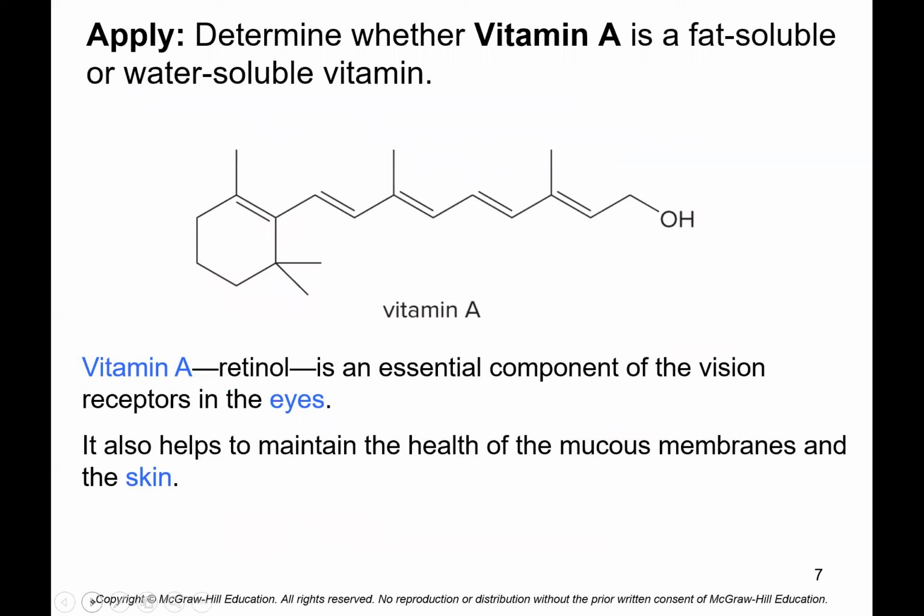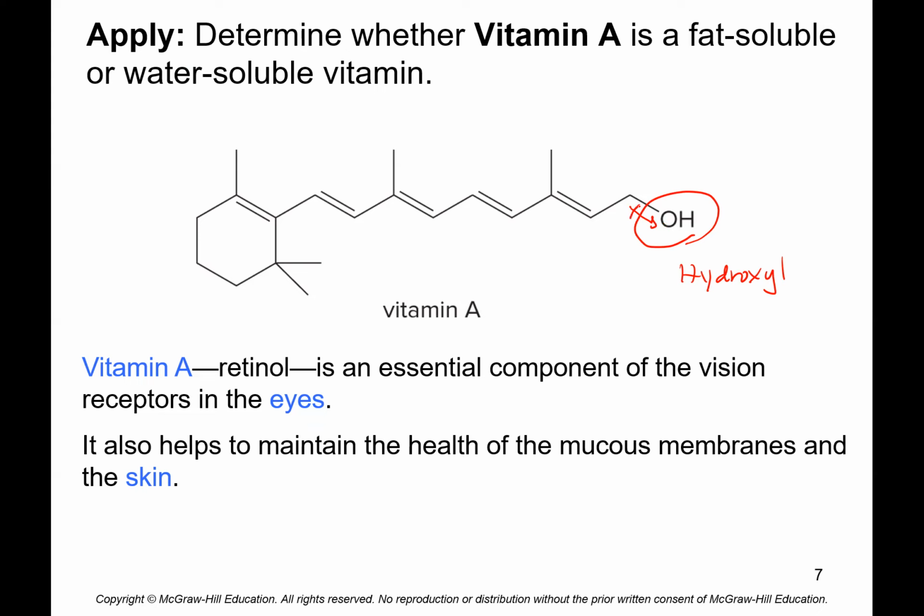Here we need to determine whether vitamin A is going to be fat soluble or water soluble. So vitamin A is going to be a very important vitamin for vision. And it also helps with mucous membranes and the skin. So it is a very important vitamin. So let's classify it. First thing you want to do is go ahead and locate your functional groups. I see that I have a hydroxyl group here. It's basically just an OH group. And we know that this oxygen is going to have polar bonds in this direction. So it is a polar group.